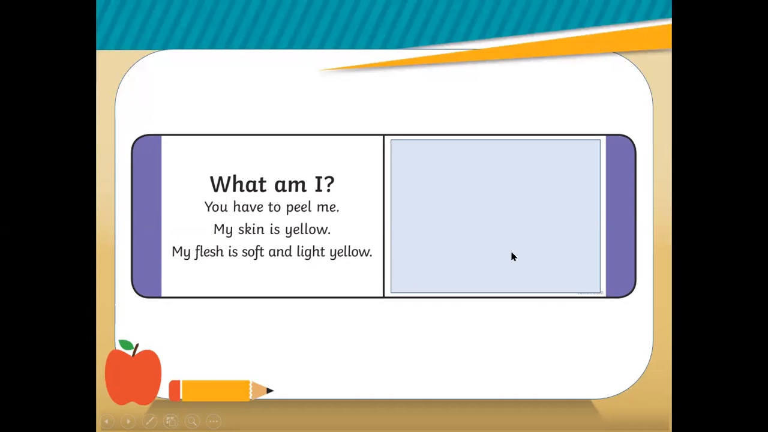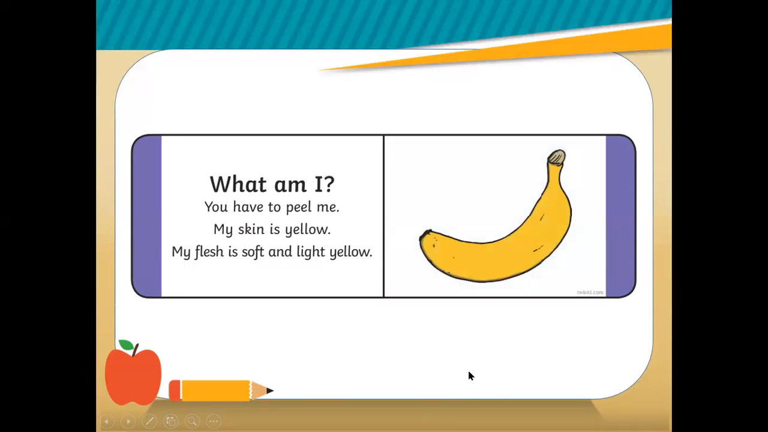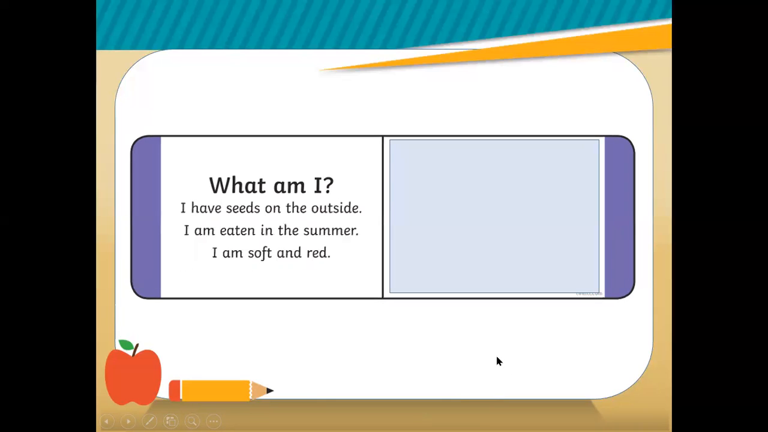Banana. It's a banana. That's correct. Exactly. It's a banana because you have to peel them. Right, the skin is yellow, and actually the food inside is soft and light yellow. Very good. What am I, guys?